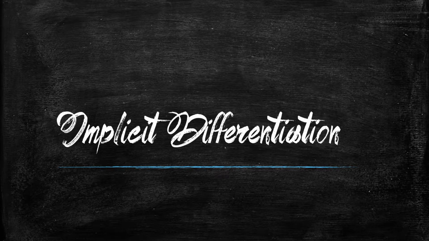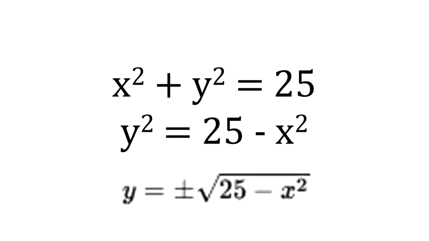So what if the function is written implicitly? Well, you could write it explicitly first. Like for example, x squared plus y squared is equal to 25. Y squared is equal to 25 minus x squared. Then y is equal to positive or negative square root of 25 minus x squared. Now, we have written its explicit form. We can find the derivatives now.